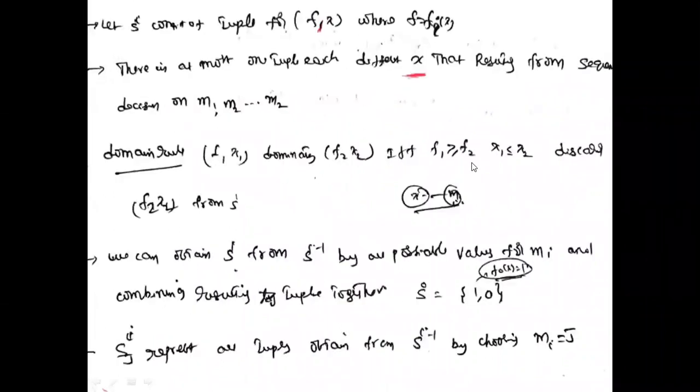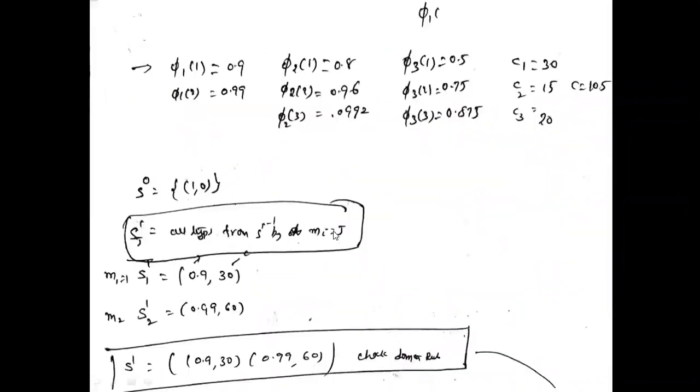F1 greater than or equal to F2, X1 less than or equal to X2. Applying the domain rule, is 0.9 greater than 0.99? Wrong. 30 less than or equal to 30, that is X1 less than or equal to X2, so the condition failed. So you are not applying any domain rule. S power 1 equals (0.9, 30), (0.99, 30).